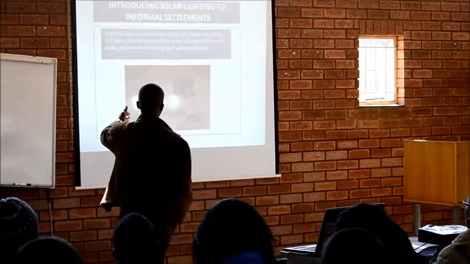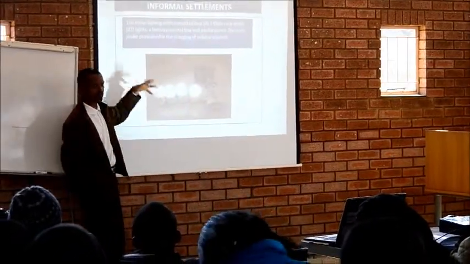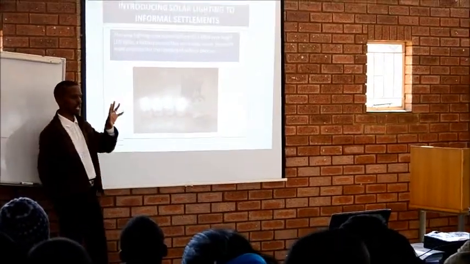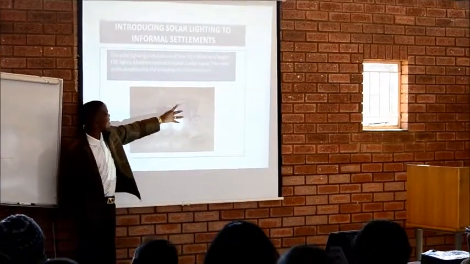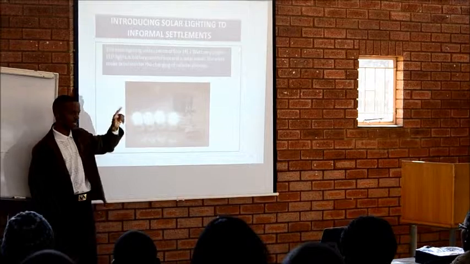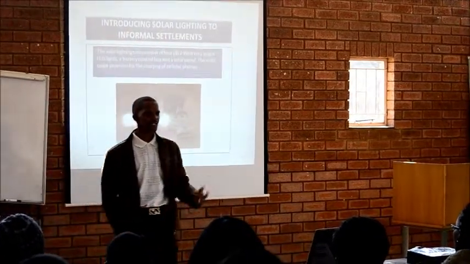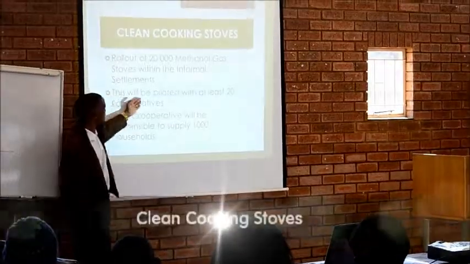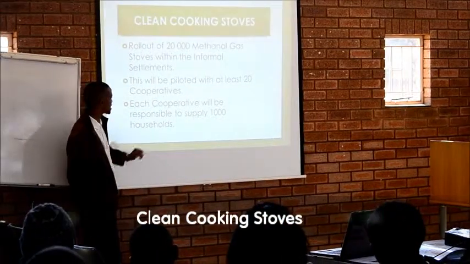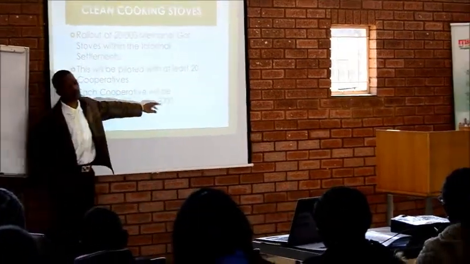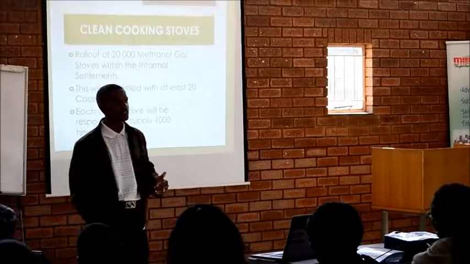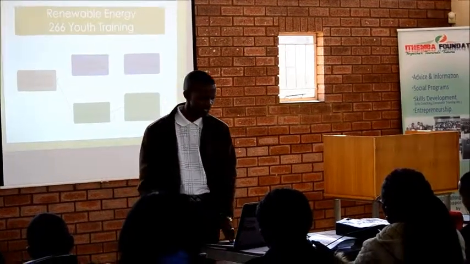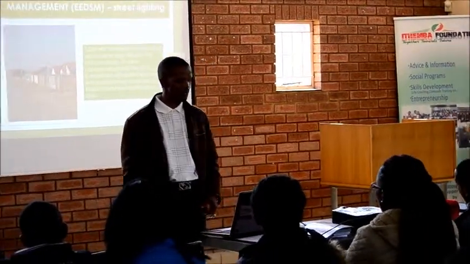And then with the informal segment, this is basically the bedroom and 4 lights. One is for the bedroom, the other is for the little kitchen, a toilet, and the outside light. And this battery stores the energy during the day, and at night it releases the energy. This is the solar lighting, which we are planning to have the cooperatives facilitate. Each cooperative will be responsible for 1,000 households, and that's how they will generate money. I'm not going to dwell much on these 266 students that we have trained, because we want you also to be part of that going forward.